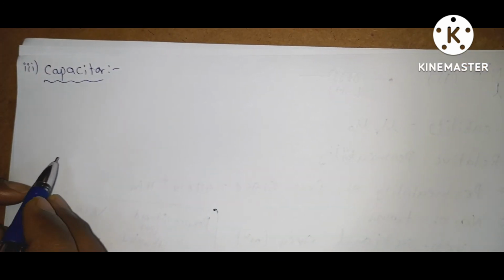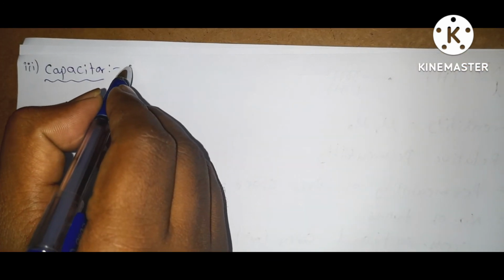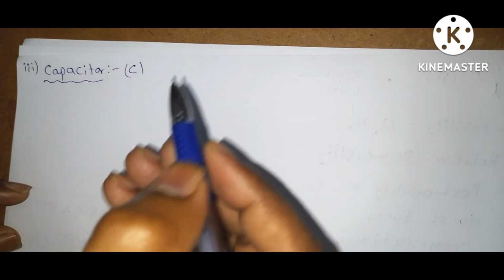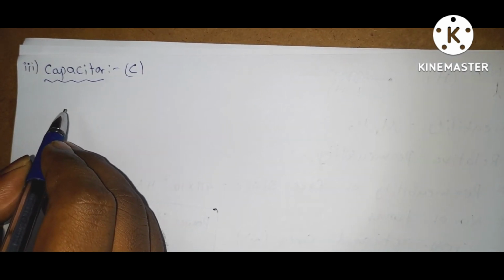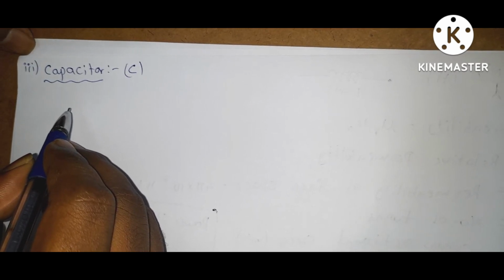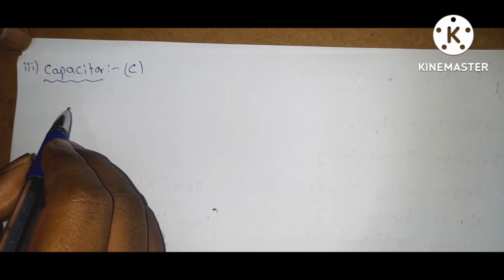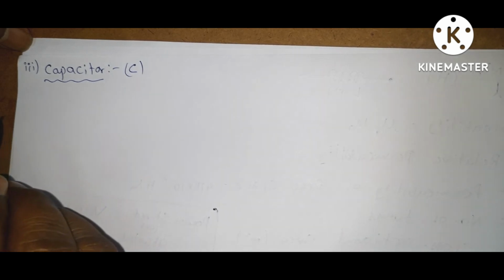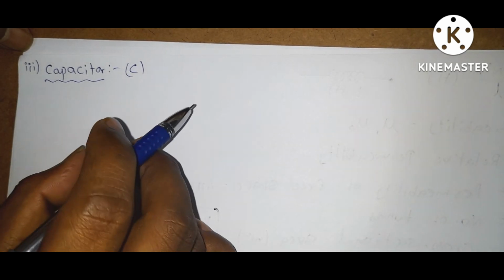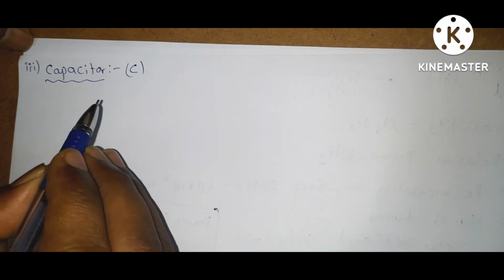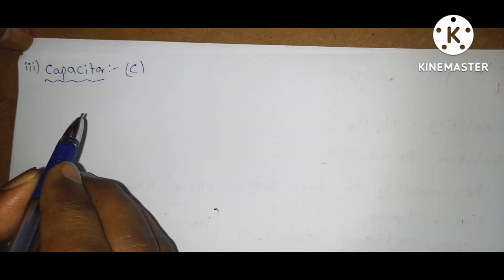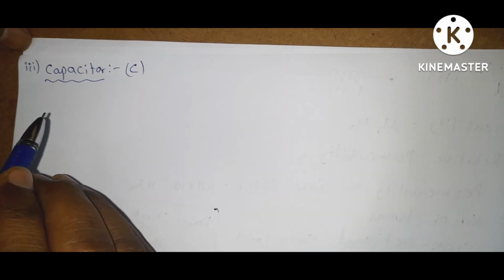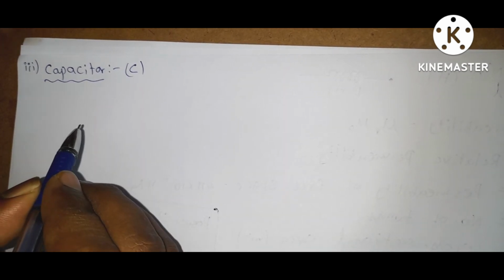Next element is the capacitor. It is denoted with C. The definition of capacitance is, it is the property of the material which opposes the sudden change in the voltage and it will store the energy in the form of electric field.